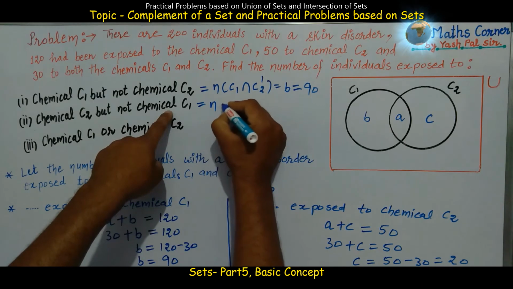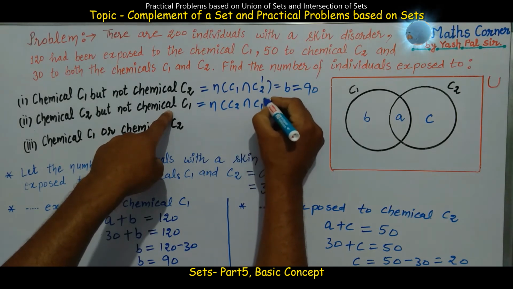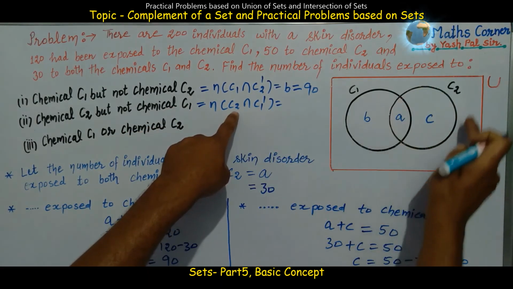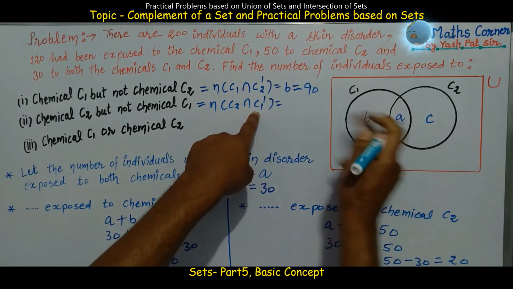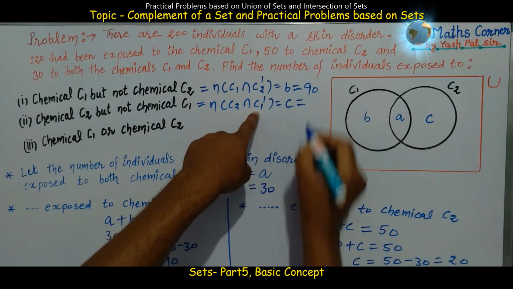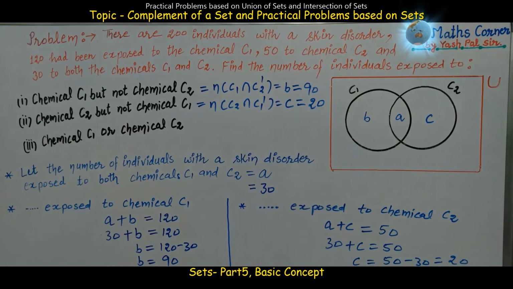So we write this as C2 intersection C1 complement. It means the part of C2, A plus C, out of which A is not counted. So only C is the solution, and the value of C, obtained here, is equal to 20.